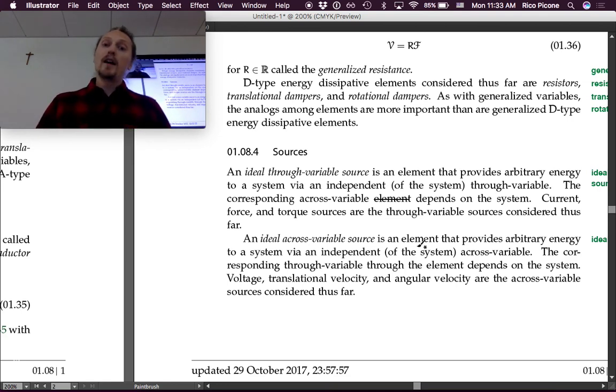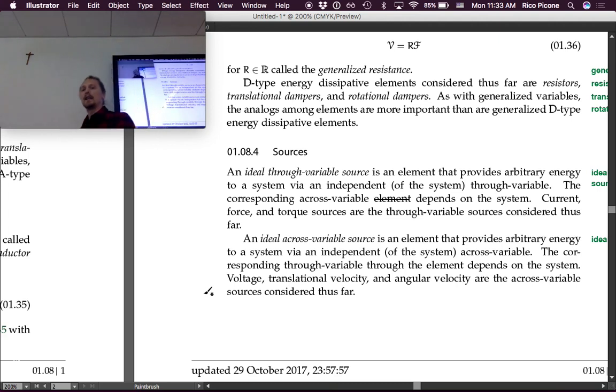An ideal across variable source is an element that provides arbitrary energy to a system via an independent across variable. So same thing, but for across variables. The corresponding through variable through the element depends on the system that's connected to it. Voltage, translational velocity, and angular velocity are the across variable sources considered thus far, and that's because voltage, translational velocity, and angular velocity are the three across variables we've considered thus far. Okay.